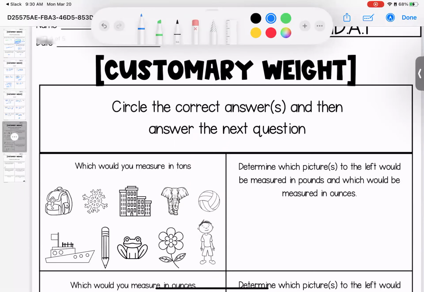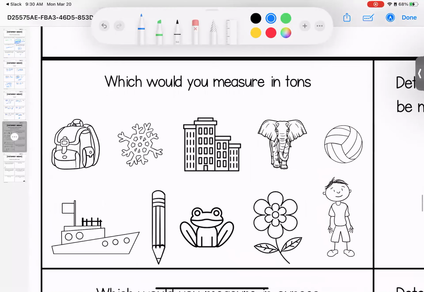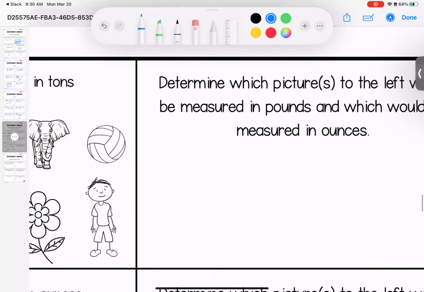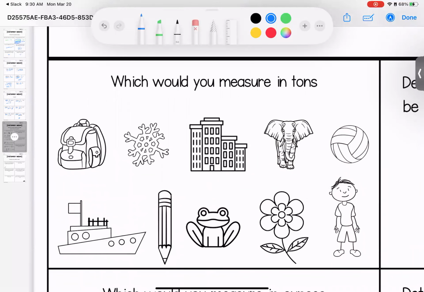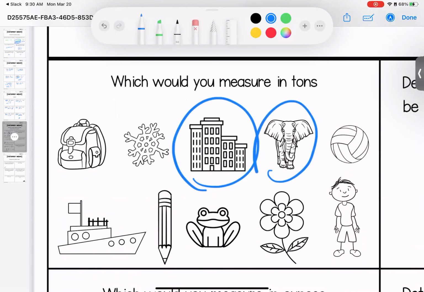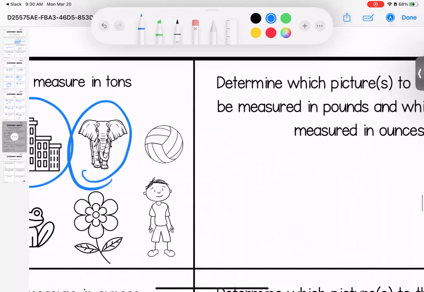All right, Nuggets, you were to answer the question with the pictures and then use this question based on the pictures. So let's take a look. What would I measure in tons? I would measure a building, an elephant, and a boat, because I know that a ton is 2,000 pounds. So it would have to be something that is significant or pretty big in size.